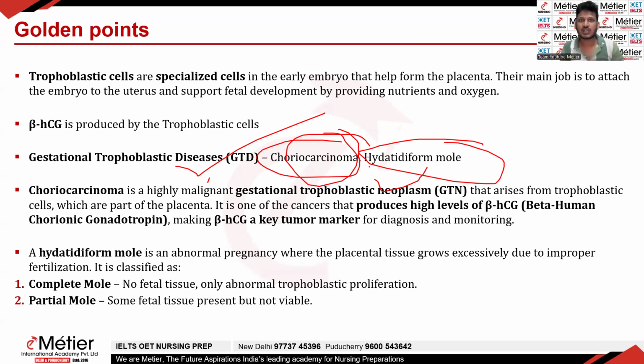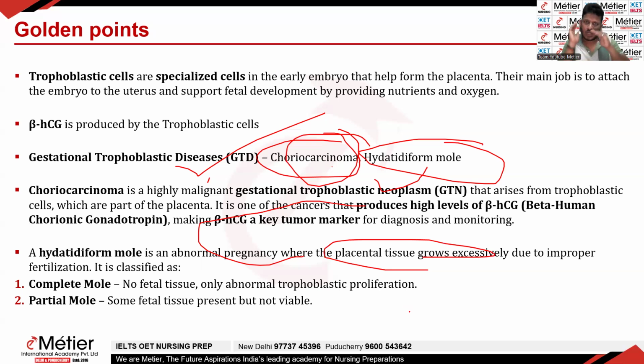The next one is hydatidiform mole. Hydatidiform mole is an abnormal pregnancy where the placental tissues grow excessively due to improper fertilization. Actually, there are two types of hydatidiform mole, that is, complete mole and partial mole. Complete mole means there will not be any fetal tissues, only the placental cells will be present. Partial mole means some fetal tissues will be present. You should know the difference between the complete mole and partial mole. In the exam, you can get questions like this also.